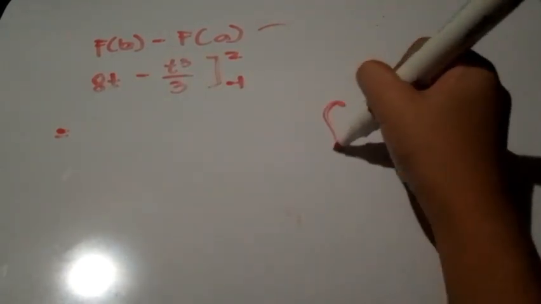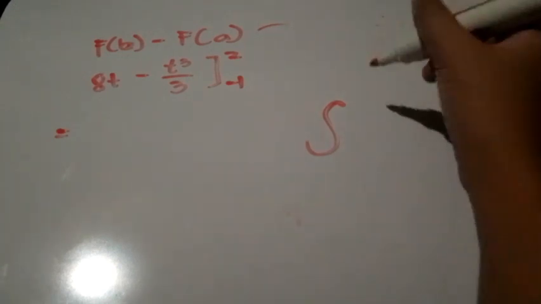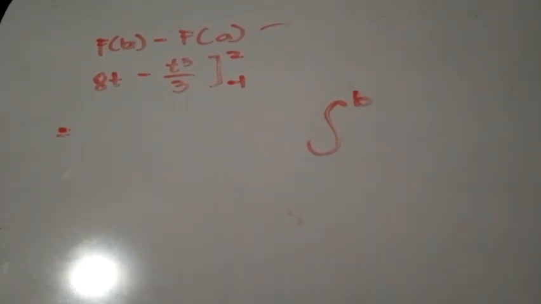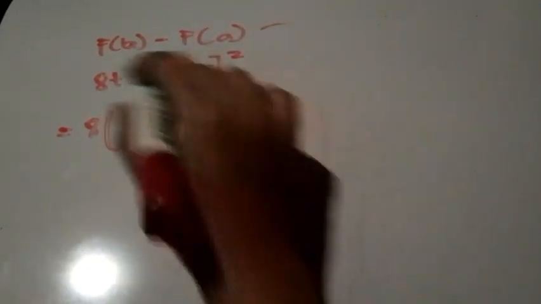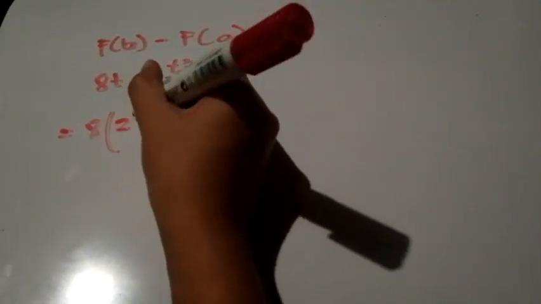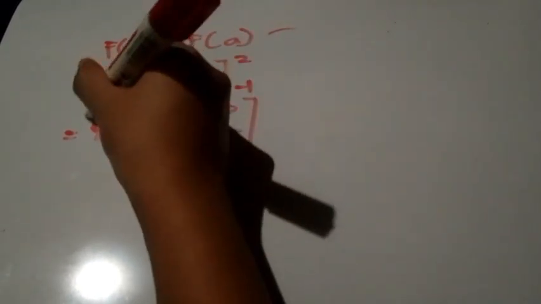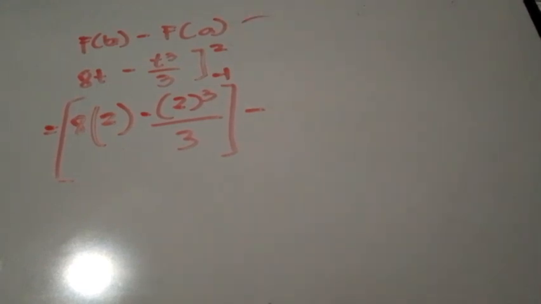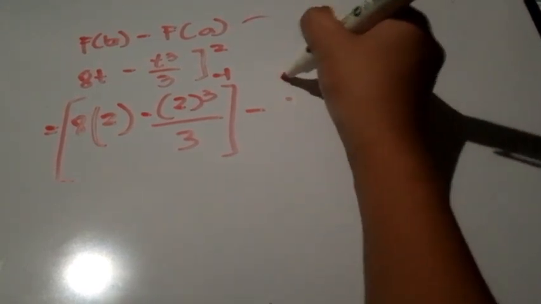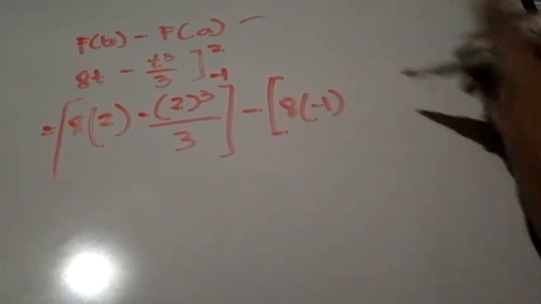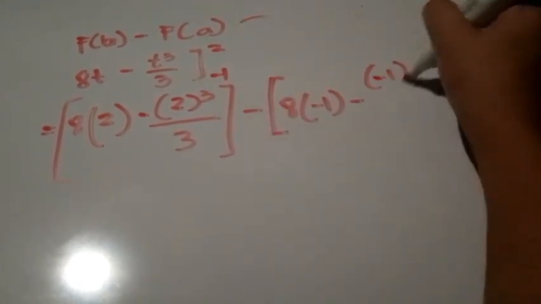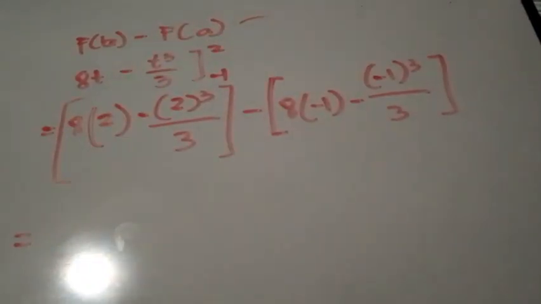In the integral symbol, b is our upper limit and a is the lower limit. So 8t, where our upper limit is 2, minus 2 cubed over 3. After that, minus f of a. So a is our lower limit, which is negative 1. Just substitute all: minus 8 times negative 1, minus negative 1 cubed over 3. That's it, and just simplify all.